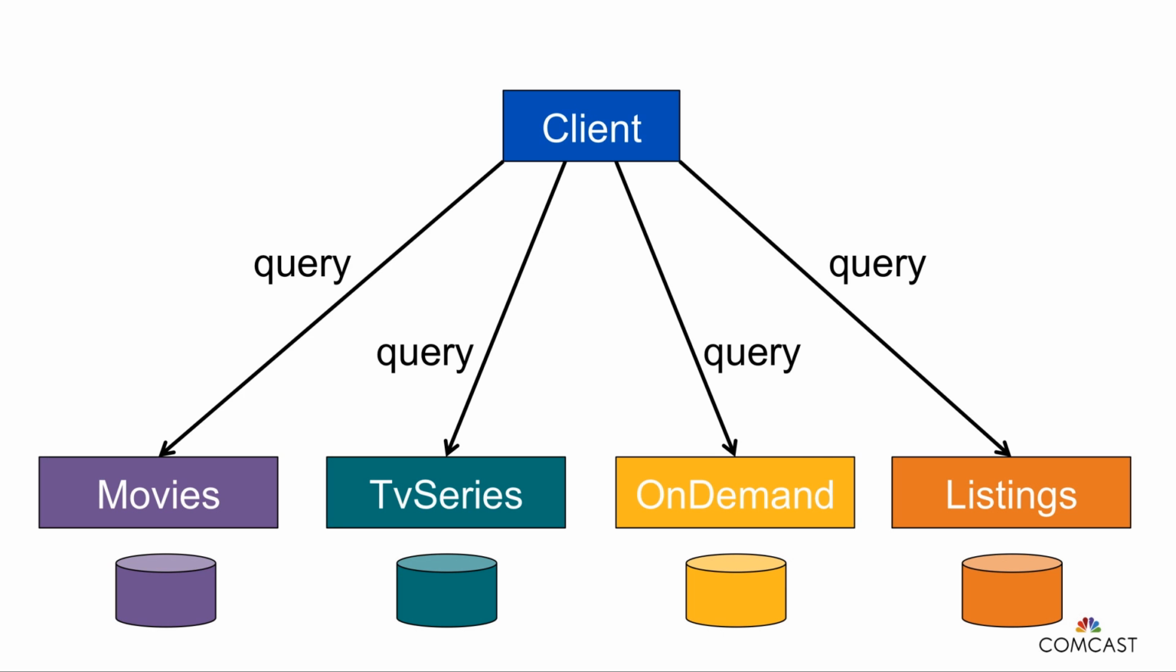So we had a service that knew about movies, one that knew about TV series, one that knew about on-demand videos, and one that knew about listings. Listings are the things that say, this show is on channel 10 at 8 o'clock, right? And what we found is that most of the time, when that client service was processing a request, it had to talk to all of these services all of the time.